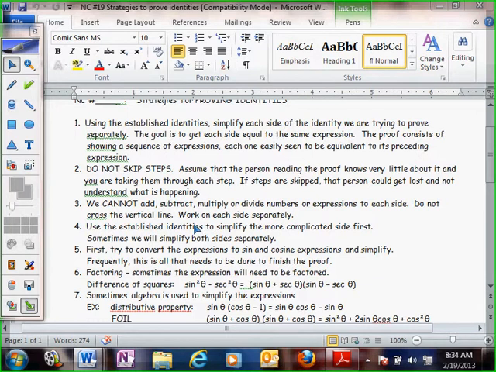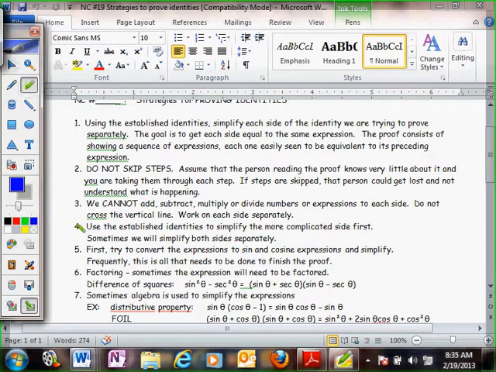Number 3, we cannot add, subtract, multiply, or divide numbers or expressions to each side. So don't treat this like solving an equation. We're not going to be doing those things. We're not going to be moving things from one side of the equal sign to the other. Number 4, use the established identities to simplify the more complicated side first.